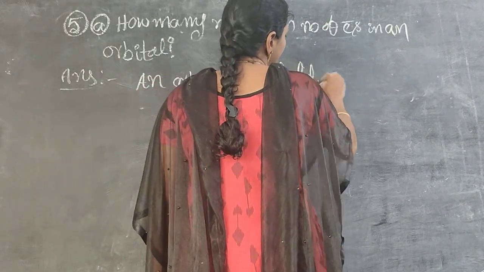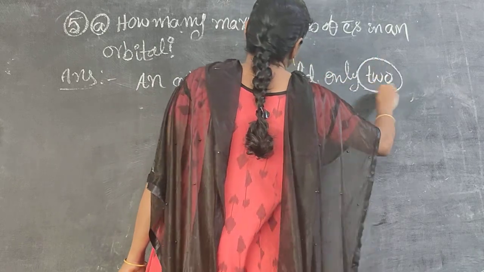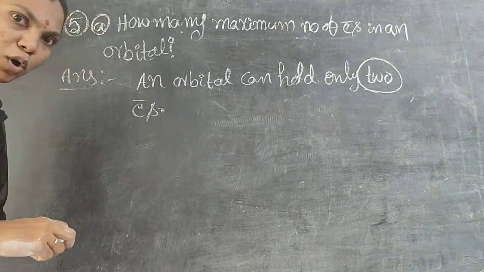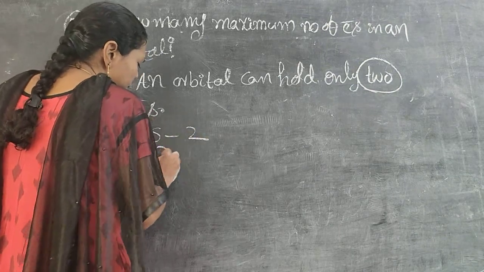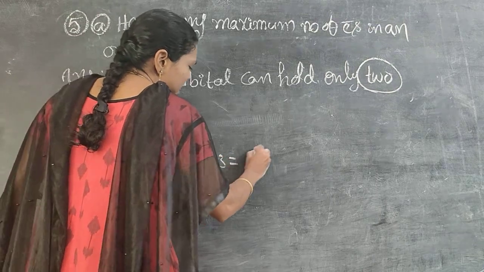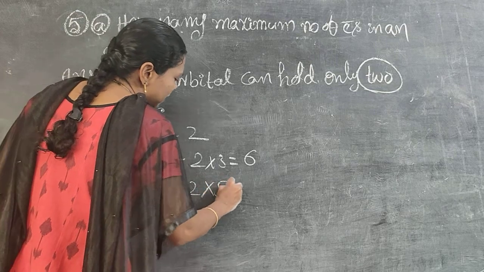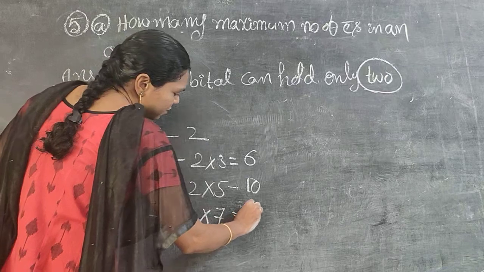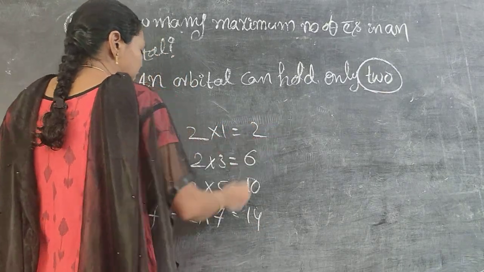An orbital can hold only 2 electrons. In the s orbital only 2. In p, 2 only, but 2 into 3 sublevels are there, total 6. In d, 2 only, but 2 into 5 sublevels, 10. In f, 2 only, how many sublevels? 7. So 14 electrons.